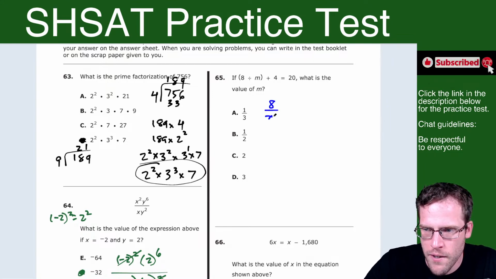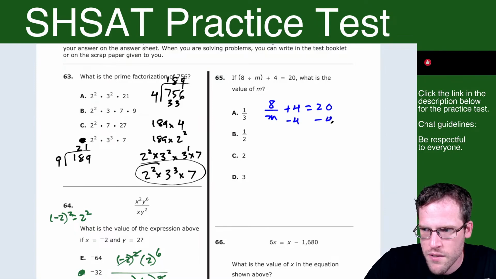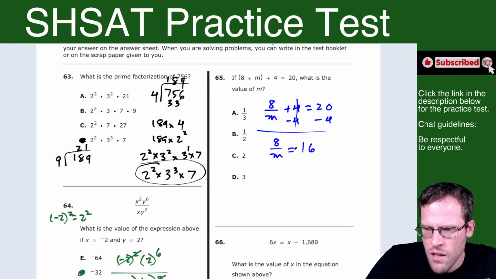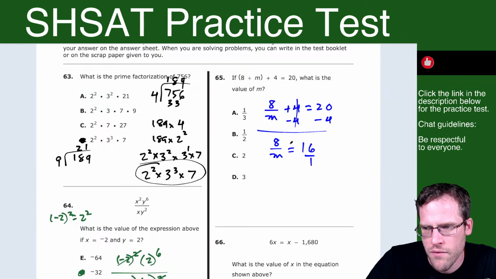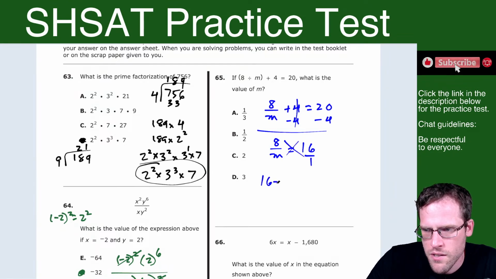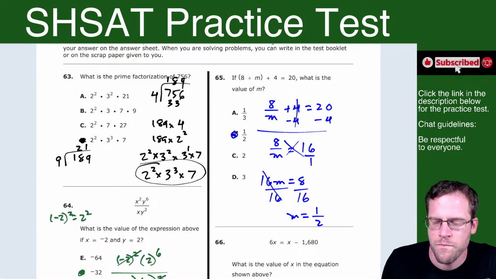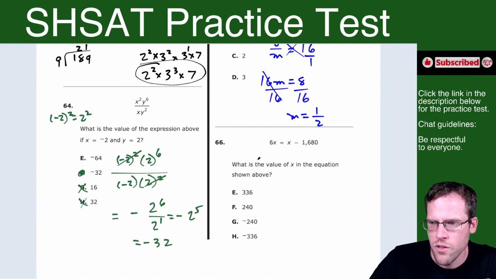So 8 over m plus 4 equals 20. Subtract 4 on both sides first. So 8 over m equals 16. And m is a half. All right. I mean, some math you just do in your head, but if you cross multiply, you get 16m equals 8, divide by 16. And then 8 over 16 reduces to a half. So choice B.